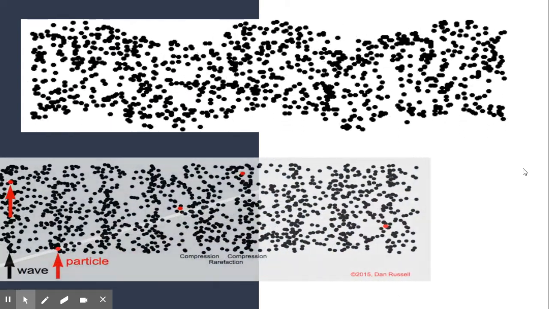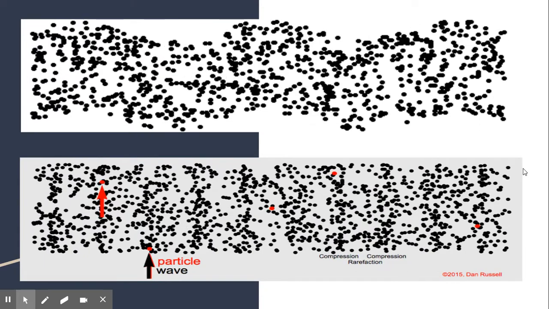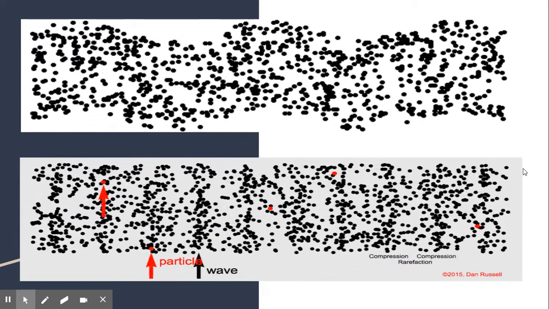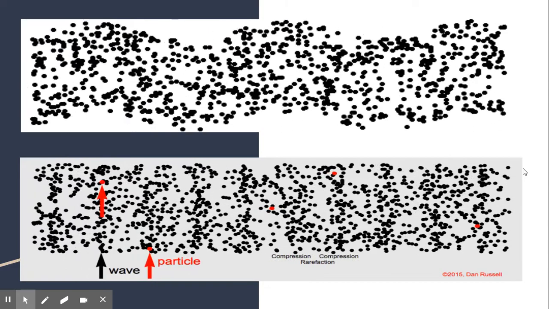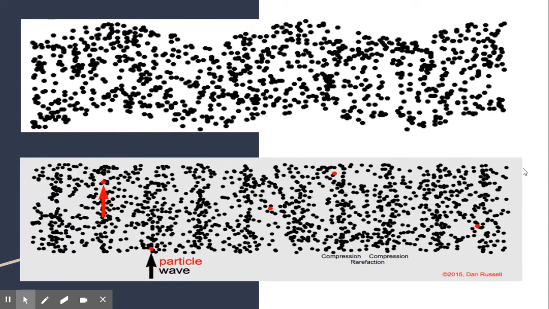As we look at our example of a transverse wave, you can see those atoms and molecules move up and down as they vibrate and the wave moves from left to right. You can also see our longitudinal wave move left to right, but it has areas of compression and areas of expansion that move the particles parallel to its motion.